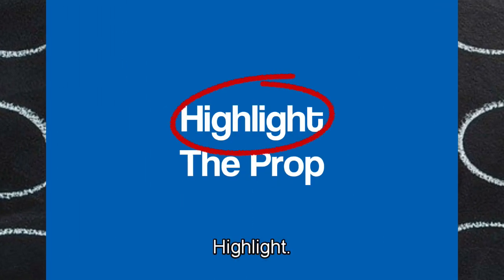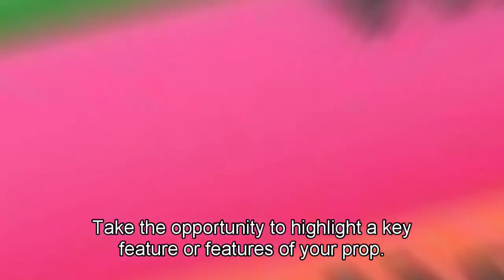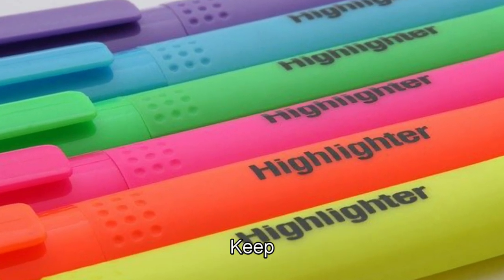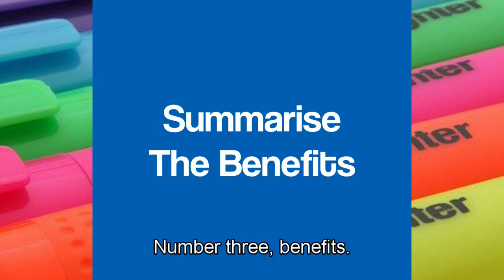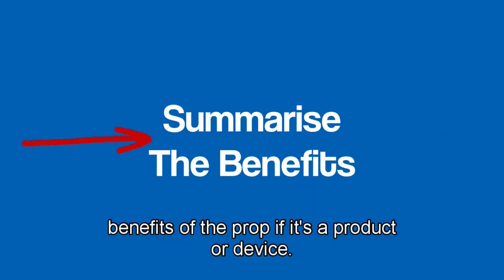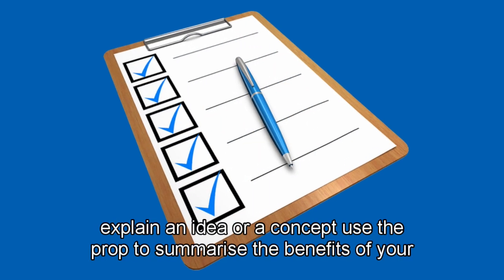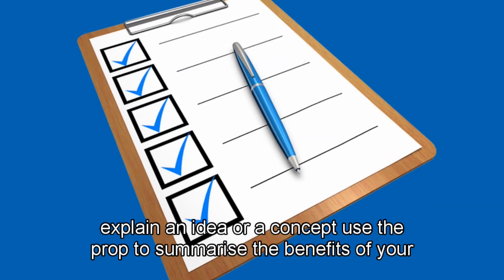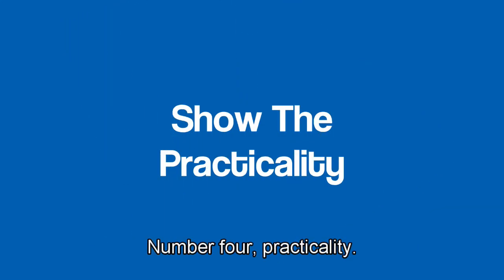Number 2. Highlight. Take the opportunity to highlight a key feature or features of your prop. Keep your highlights short and to the point. Number 3. Benefits. Summarize the benefits of the prop if it's a product or device. If you're using a prop to explain an idea or a concept, use the prop to summarize the benefits of your idea. Number 4. Practicality.